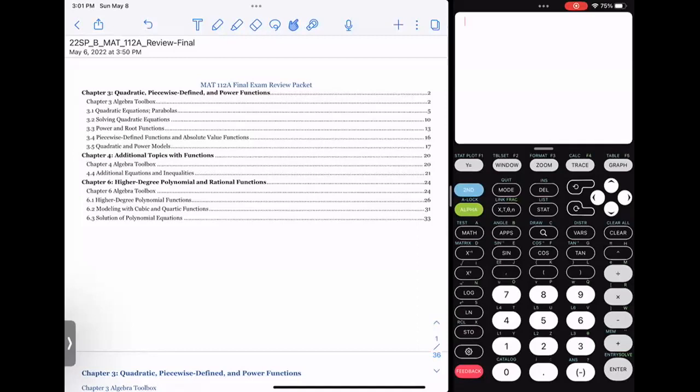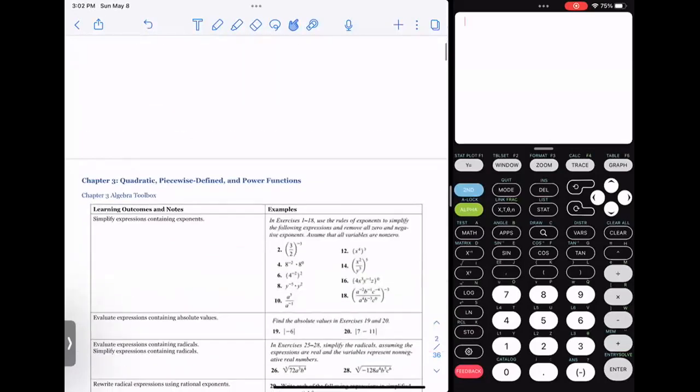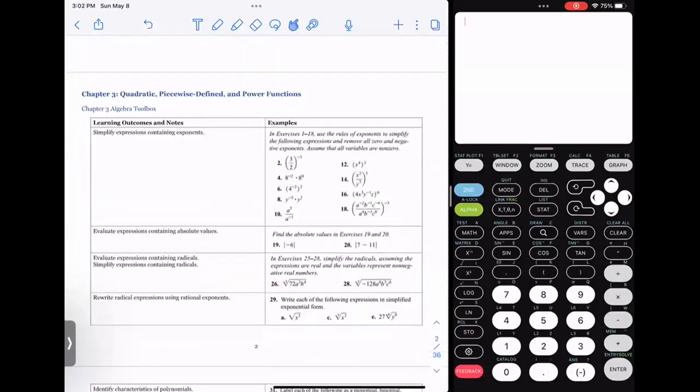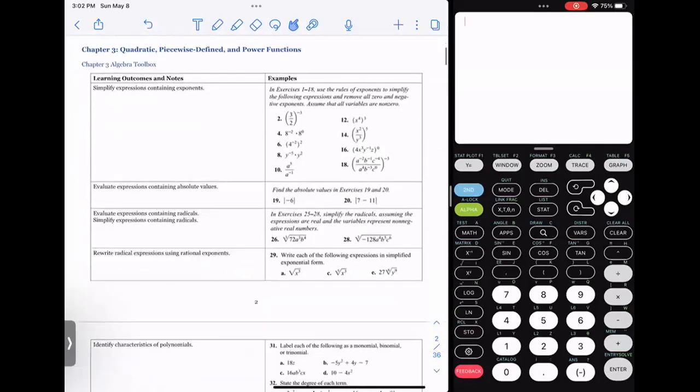Right, so to begin, we're gonna be going over chapter 3, 4, and 6. Now, chapter 3 is over quadratic, piecewise, power functions. Now, if there's anything on this page that you want to be reviewed, just go ahead and say so, and we'll review it for you. Now, are there any questions on this page? Okay. So remember, you should be able to say something in chat or speak up.